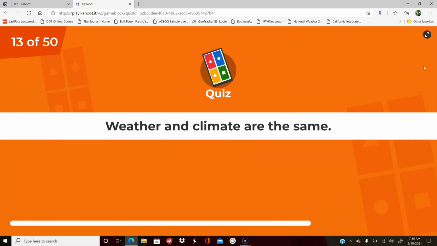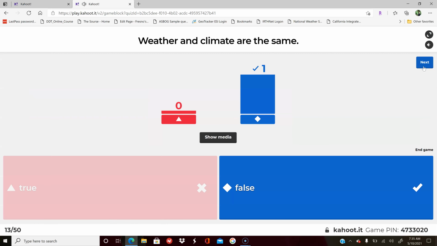Weather and climate are the same. This would be false, right? Weather is day to day and climate is trends over time. Climate is like saying, well, we know it's going to be hot in the summer and cold in the winter, but day to day it might change. It might be a nice breezy 75 in the summer, and then all of a sudden you have an 80-degree day in the winter. So climate is the trends over time, and weather would be your day to day.